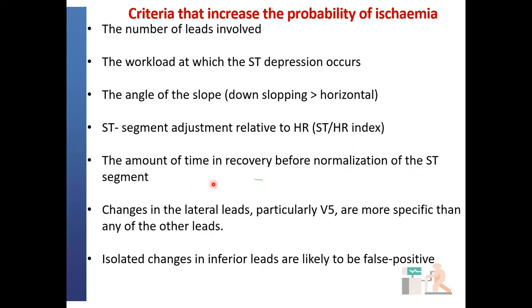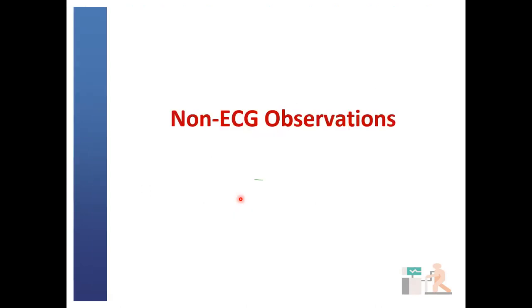And changes in the lateral leads, particularly V5, are more specific than any other lead. Now, it's very important to also note here that isolated changes in the inferior leads are likely to be false positive. This is because of the influence of atrial repolarization in these leads. So if you are seeing ST segment depression isolated only to the inferior leads, a lot of caution is sounded in interpreting those findings as positive as far as coronary artery disease is concerned.